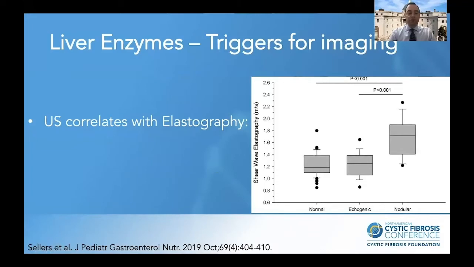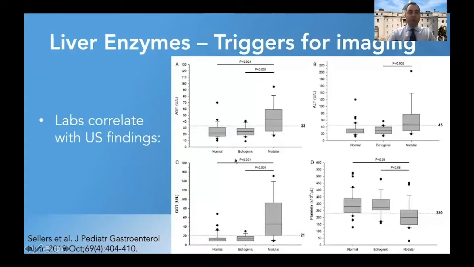First, the group of Dr. Sellers noticed that ultrasound correlates with elastography, non-invasive markers of fibrosis. You can see that those who had a nodular liver on the ultrasound had a significantly increased fibrosis measurement by shear wave elastography compared to those that had echogenic and normal findings. Furthermore, the ultrasound findings, in this case nodularity, correlated with AST, ALT, GGT, and a lower platelet count.